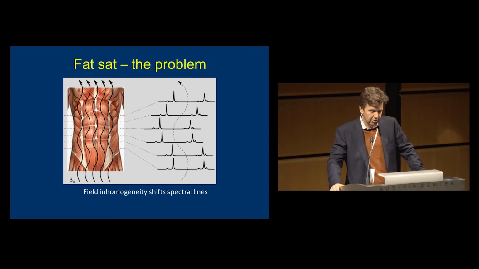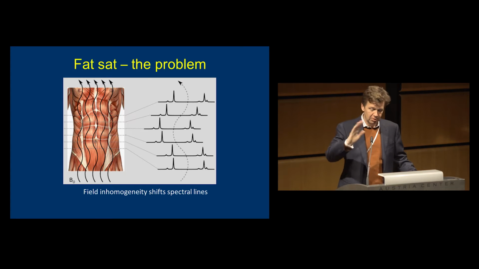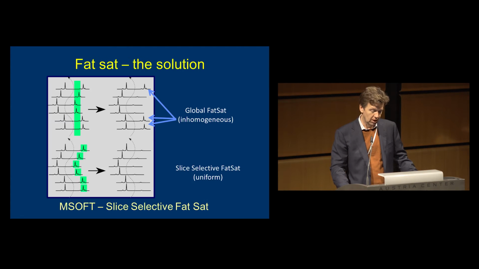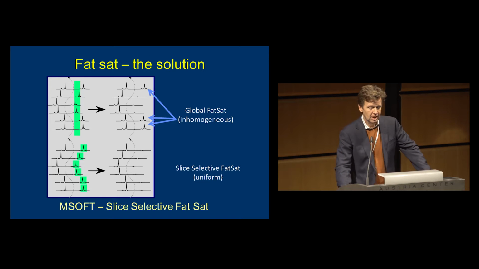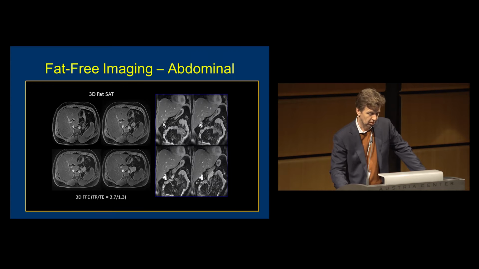The other thing is the FAT saturation, which is quite homogeneous. Often the field is not homogeneous enough to do a simple spectral FAT suppression, because the frequency shifts depending on the localization in the body. So if you do a simple uniform FAT suppression, you may suppress some parts, but others you won't, or you actually suppress the water signal. Whereas if you do this slice selective, you get a much more homogeneous FAT suppression. It's called MSOFT in Toshiba terminology.